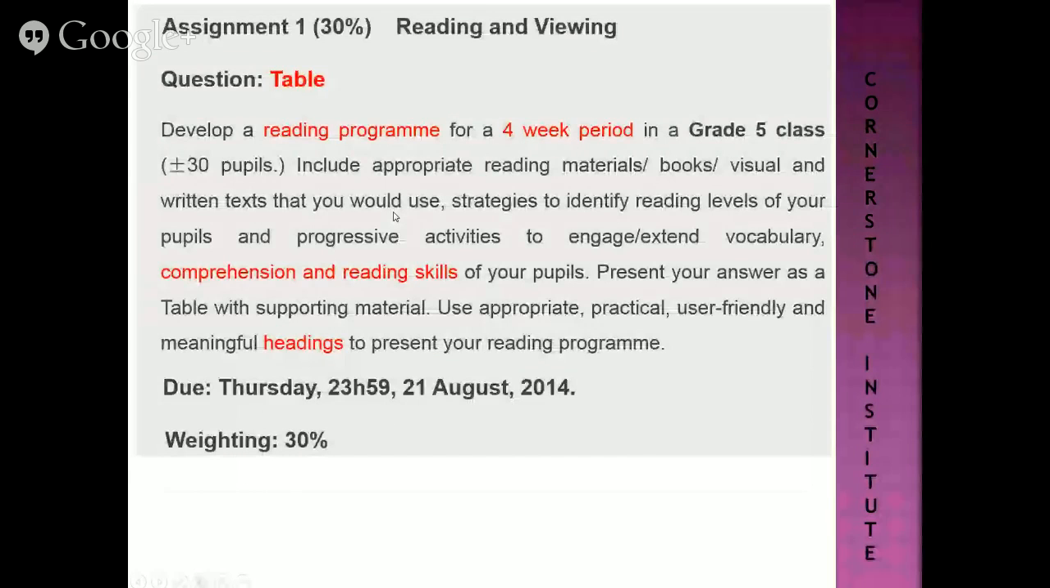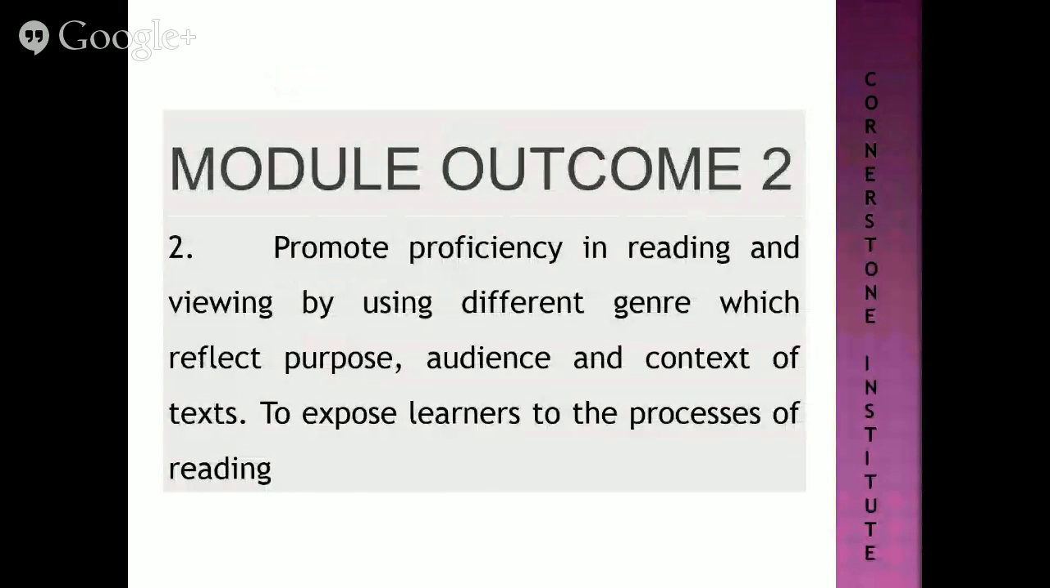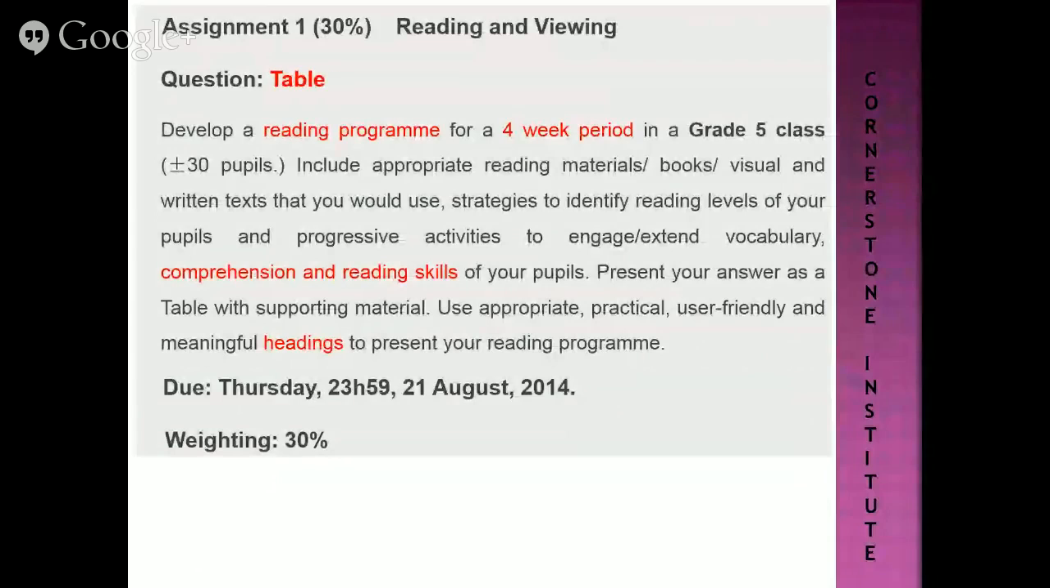Let me just go to what we're going to be focusing on in the next few weeks. Module Outcome 2, which is about promoting proficiency in reading and viewing, and these very key concepts of genre, purpose, audience, and processes of reading, which our second assignment is going to unravel. So what is our second assignment? It forms 30% of your progression requirements for this module, and it's about reading and viewing.